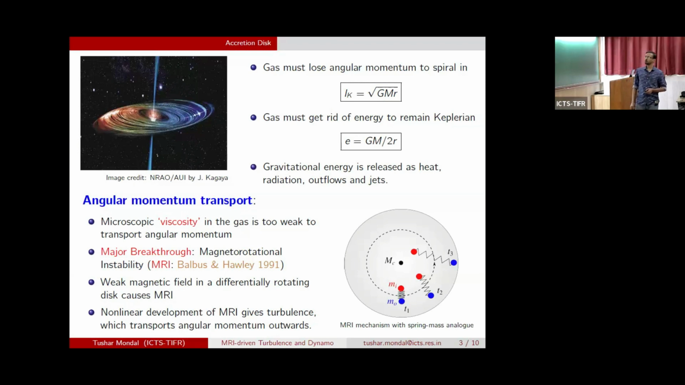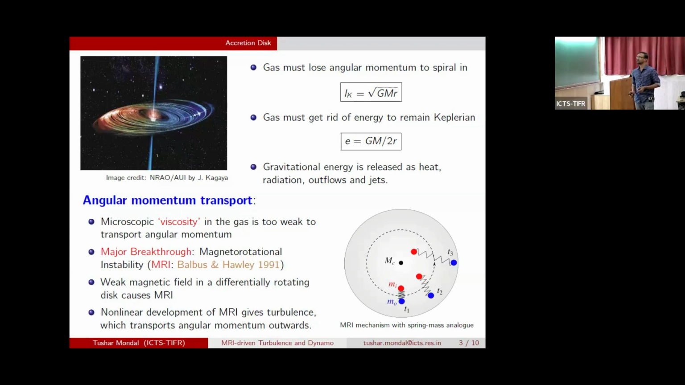Until 1991, when there was a breakthrough: the discovery of the magnetorotational instability. If the system has some kind of weak magnetic field in a differentially rotating flow, meaning the angular velocity is different at different layers, then it will give a linear instability, which will further give fully developed nonlinear turbulence. And the turbulent viscosity will transport the angular momentum, which forms this disk-like structure.